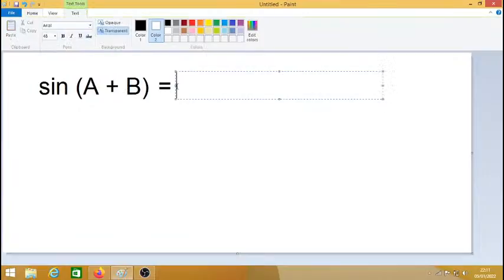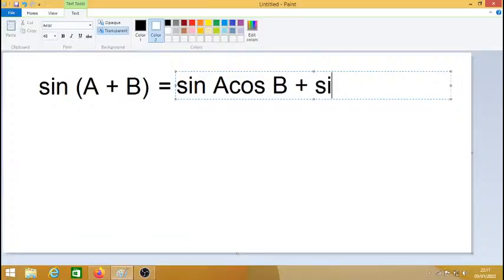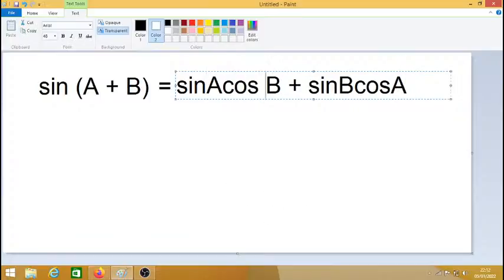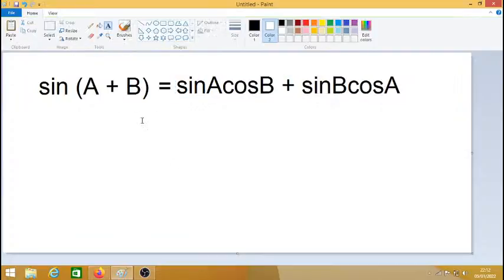So how does the formula look? It starts with the sine of just angle A, sine A, times the cosine of just angle B, plus the same thing the other way around: the sine of just angle B times the cosine of just angle A. So it's easy to read: sine of A plus B is equal to sine A cos B plus sine B cos A.